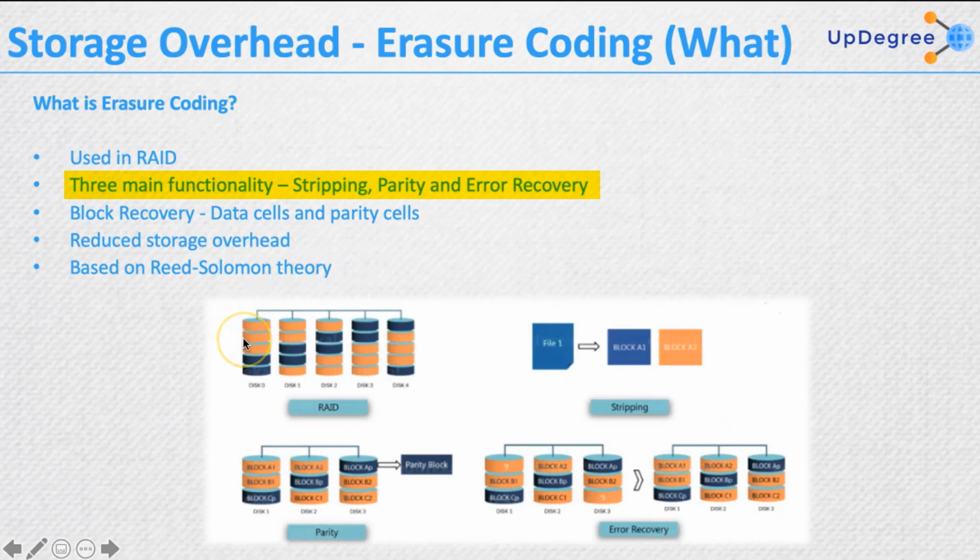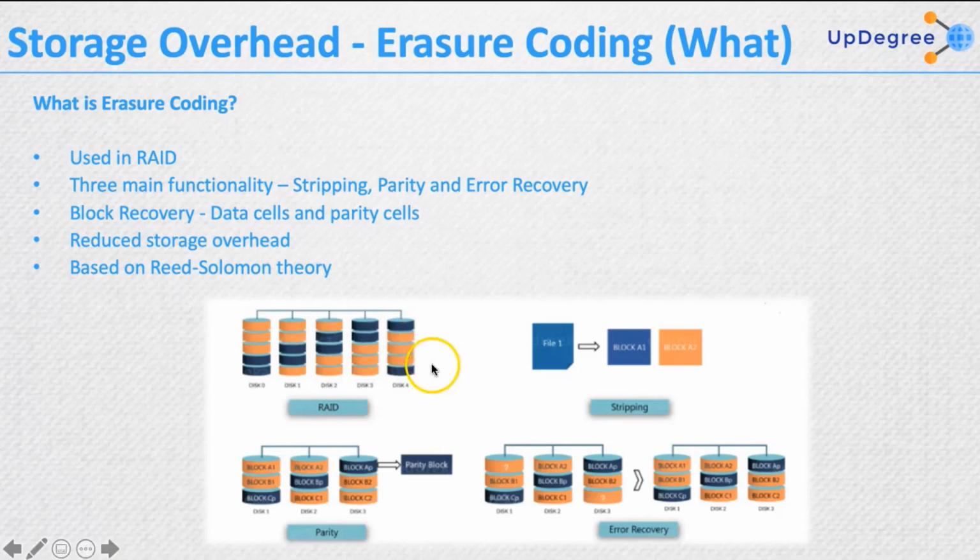But what is RAID all about? First of all, RAID is like you have a disk. A single disk will be divided into multiple parts, and then the disk data is also backed up in another disk. The same, as you see, happens with the replication factor, but here it is a little bit different. Let's see the functionality of how it is different.